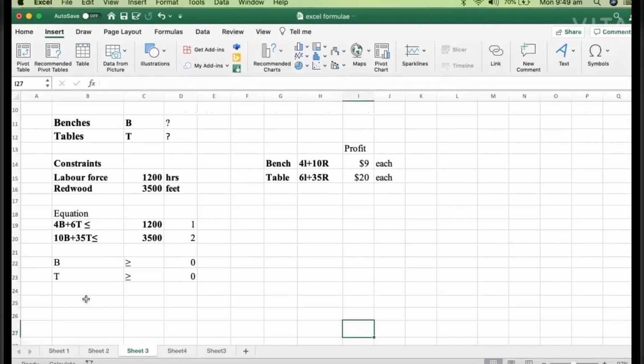And the last equation that I have to formulate is for profit. In profit they are saying it should be 9 each for a bench and 20 each for a table.